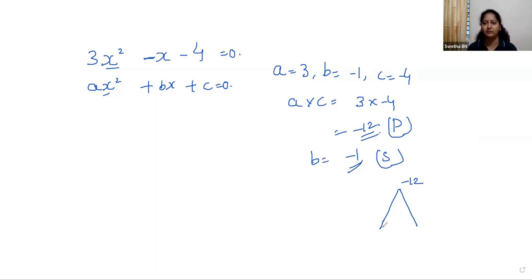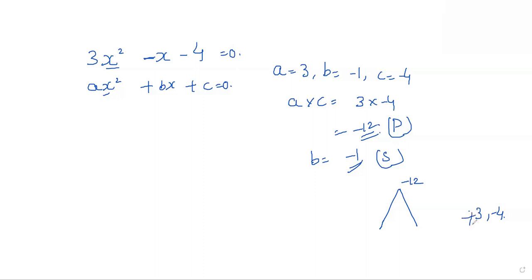Just take the factors of 12, and their difference should be 1. That's it. Ma'am, got them. Which are the numbers? Ma'am, minus 1 and 4 by 3. Oh, you got the answer. What? Tell me which numbers you have taken here. Ma'am, factors 3x minus 4 and x plus 1. You have taken 3 and 4. What about signs? Ma'am, minus 4 and plus 3, minus 4x. Minus 4 and plus 3.